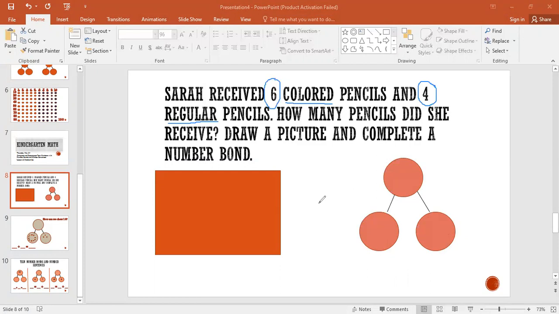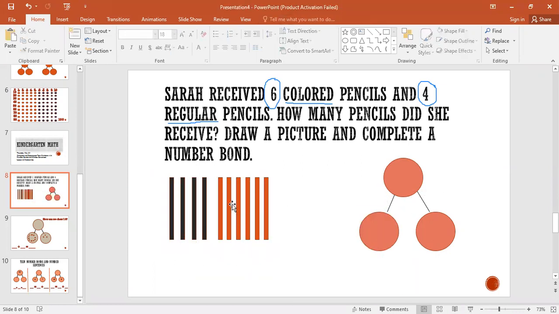So we need to figure out how many pencils Sarah had all together. We need to draw a picture and complete a number bond to show our problem. All right, so I'm going to show you the picture that I have for this problem. I have my 6 right here, my 6 colored pencils. I'm going to put a square around my 6 colored pencils, and I'm going to put a line under my 4 regular pencils. So I have 6 colored pencils here and my 4 regular pencils here. Give yourself a little woo woo if you had a similar picture to this. We want to have our 2 groups. One part has 6, the second part has 4.